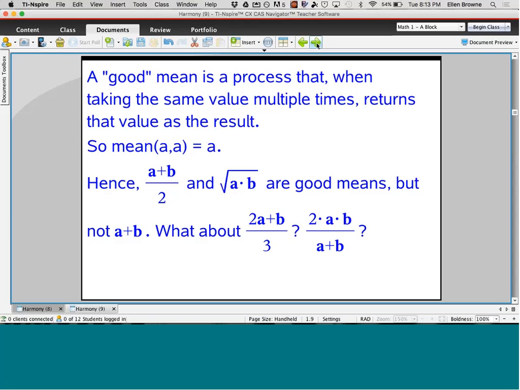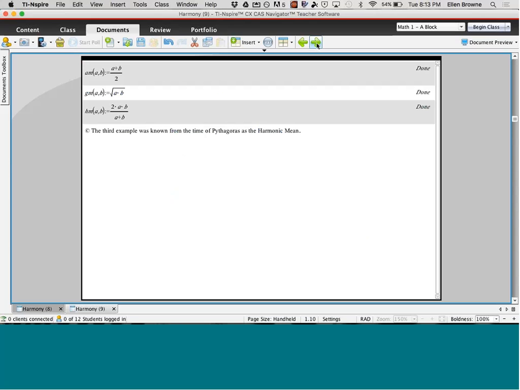Ellen, next page. We've defined the 3 means here on this page using TI-Nspire. So the arithmetic mean is a plus b over 2, the geometric mean, the square root of ab, and the harmonic mean, 2 times a times b over a plus b. And Pythagoras knew of this process. He talked about the harmonic mean.